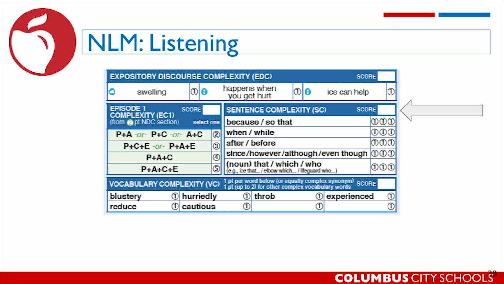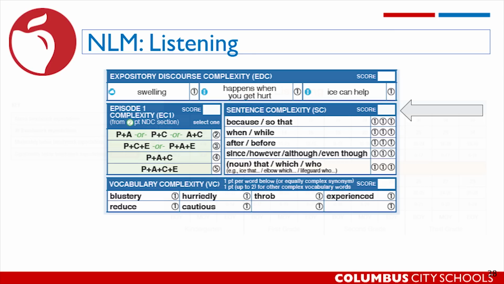In the sentence complexity section, you give 1 point each time a student uses one of the words or phrases. For example, the student would get a point each time they said either because or so that, and a point each time they said either when or while, etc.